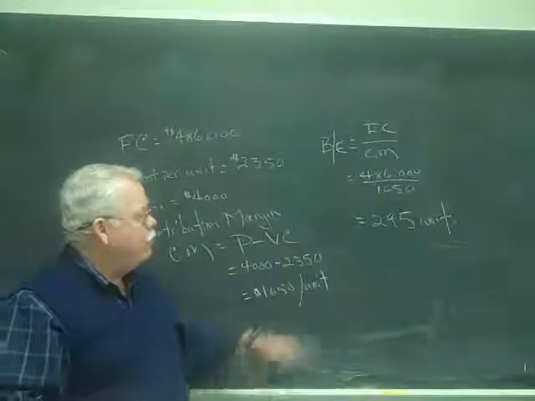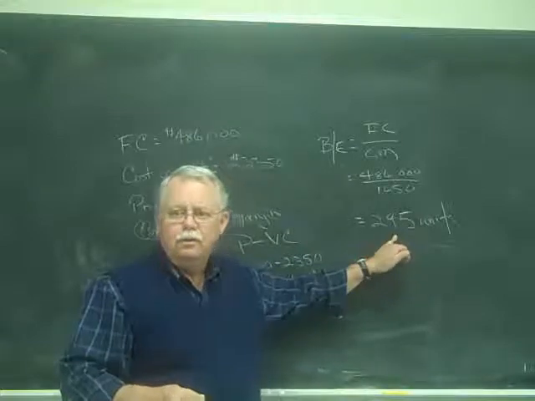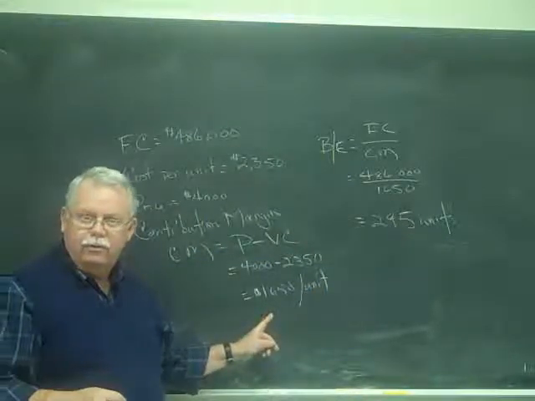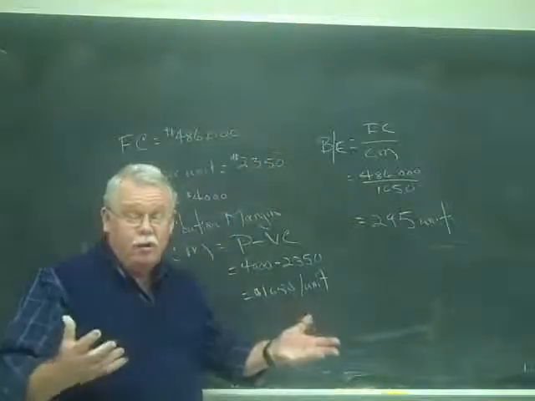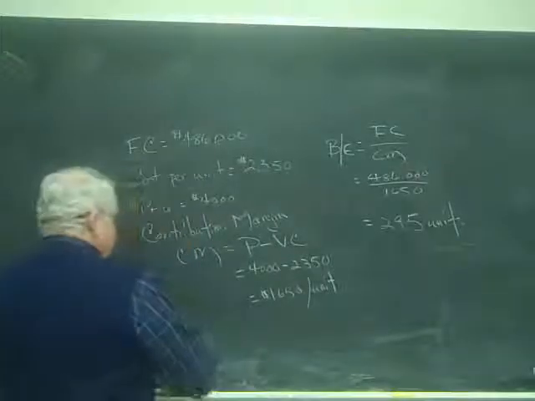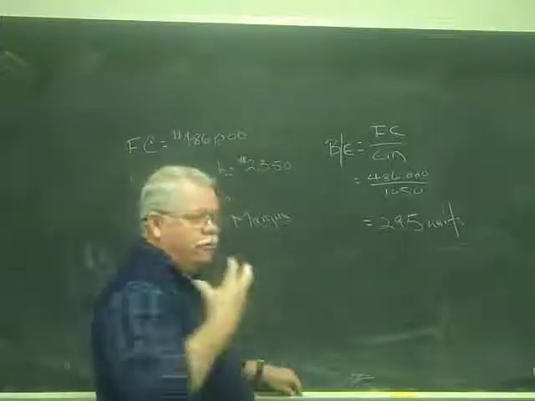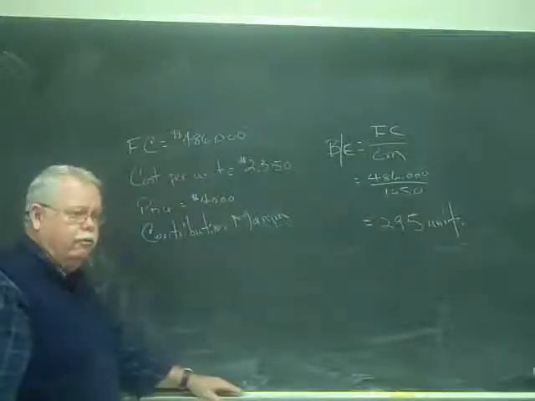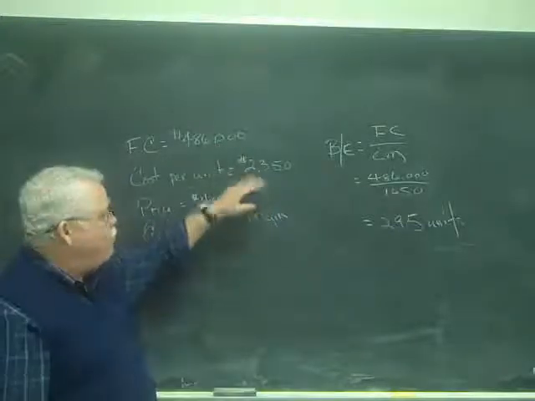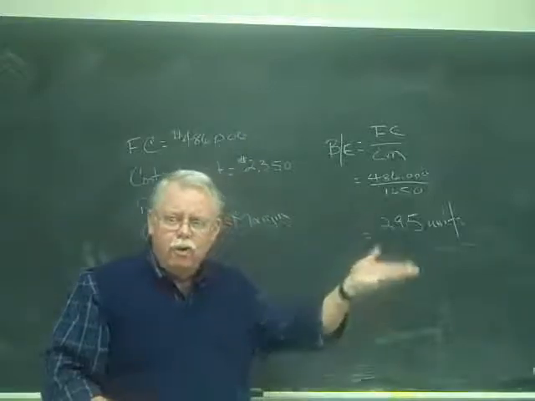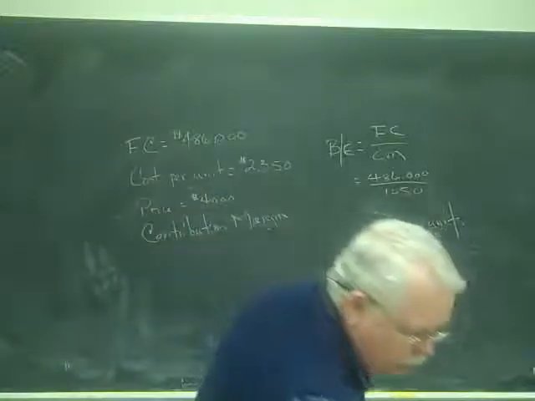What happens when I sell unit number 296? How much profit do I make? $1,650. Okay? Not rocket science. But if we know this is the basic structure of the business, we start asking questions. Is there some way to bring my fixed costs down? Is there some way to bring my variable costs down? Is there some way to raise price? Ooh, now we're back into demand curves.